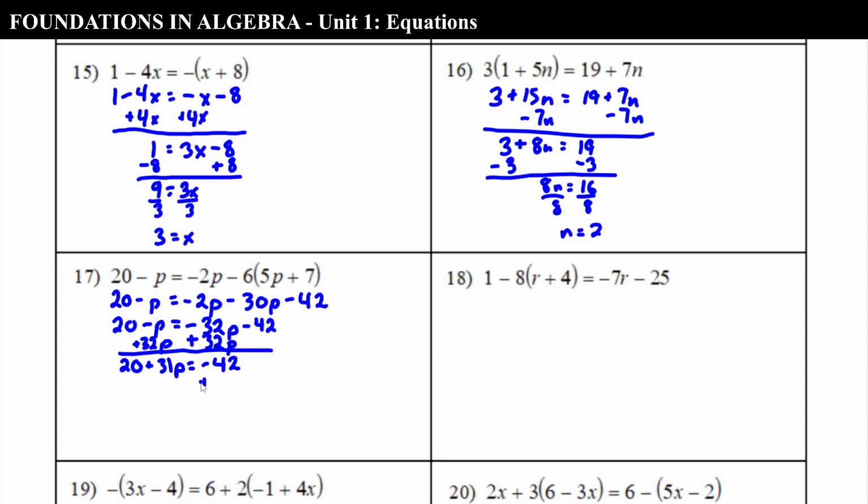And then we add 42 to each side. And we're going to get, oh, I'm sorry, other way around. We're going to subtract 20 from each side. Again, I've been doing this for years, and I make mistakes. So you know you're going to make mistakes. So use a pencil when you do this. Negative 62 on this side. Then we divide each side by 31, and p is going to be negative 2.